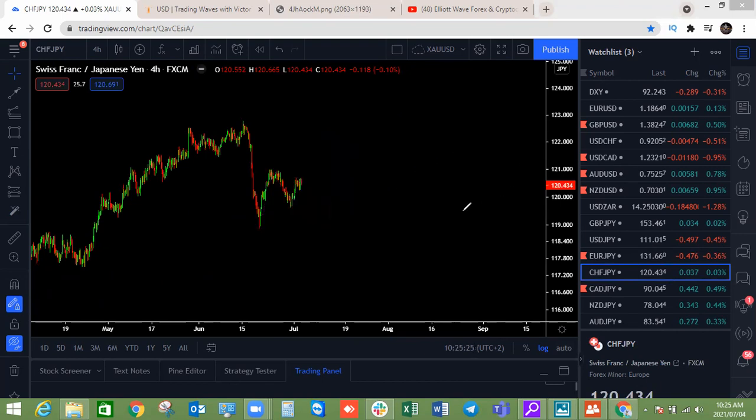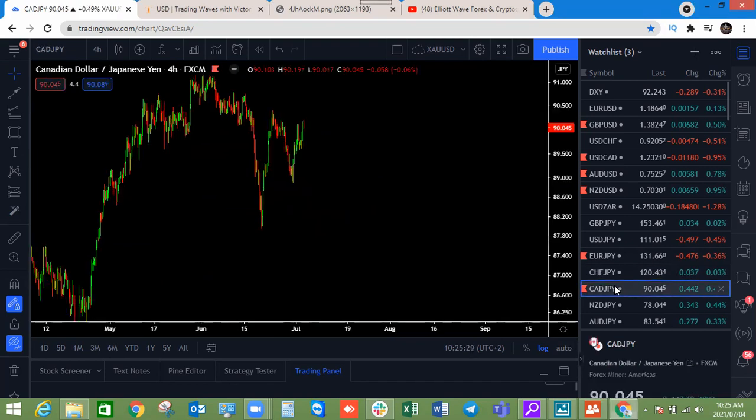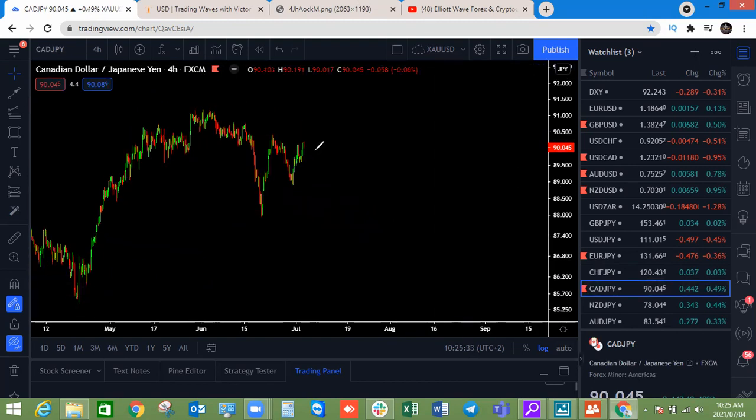All right, CAD yen. Right, so CAD yen, we are expecting a bit of a push to the upside here. Check this top. Possibilities are for this structure to do that and then continue to the upside. All right, so that is what we are looking at on CAD yen.